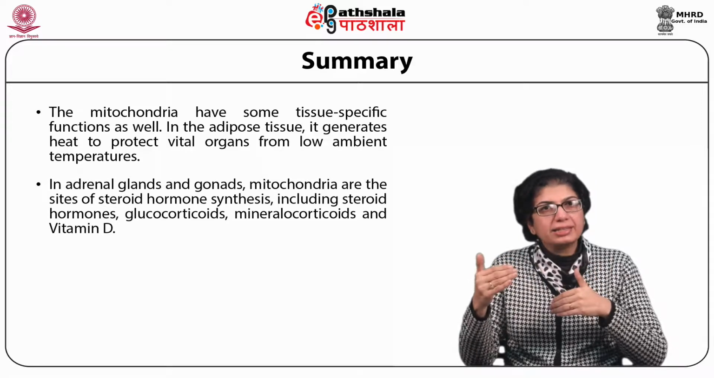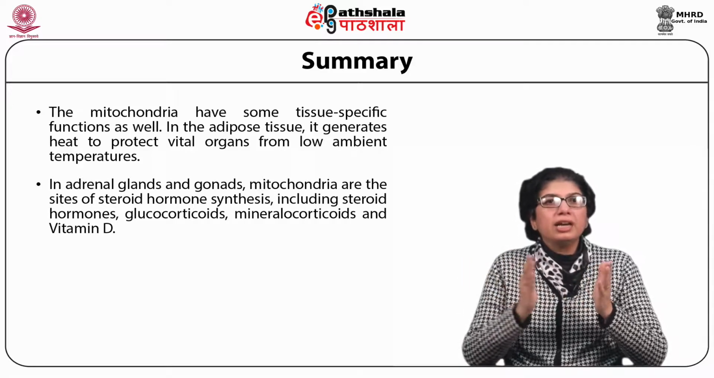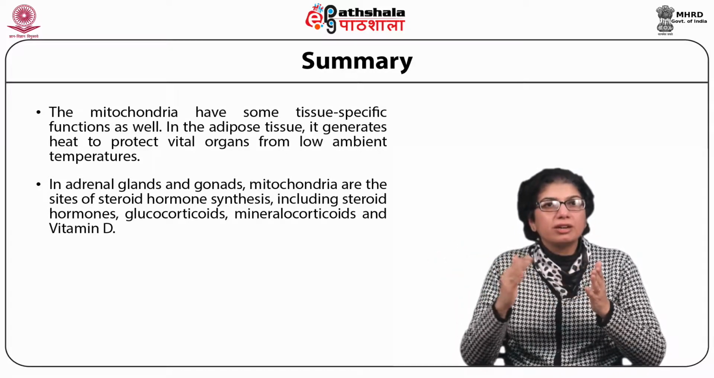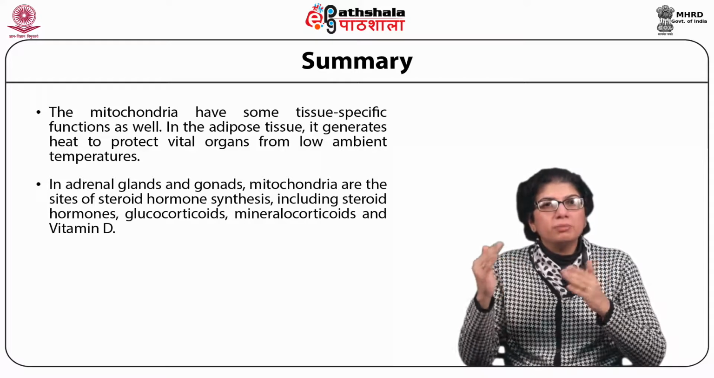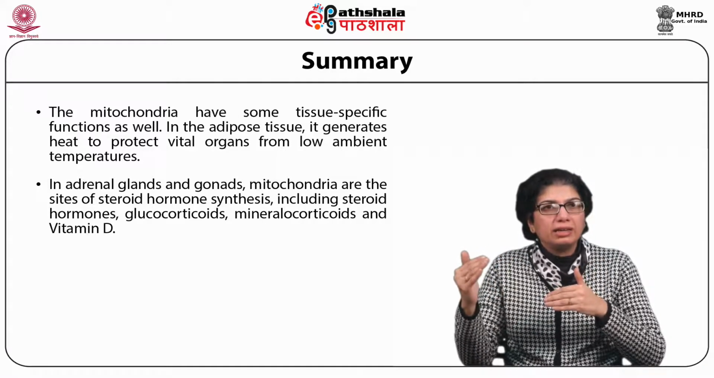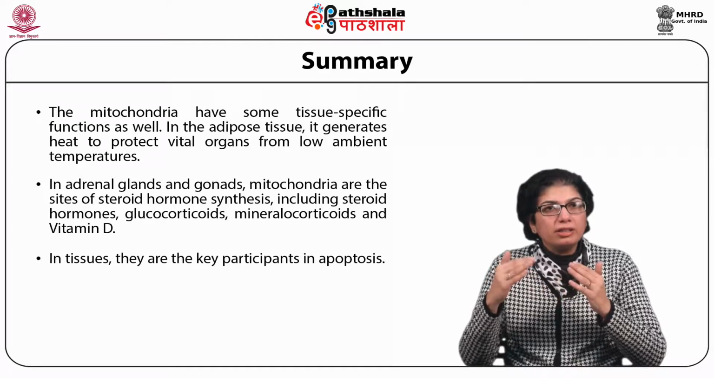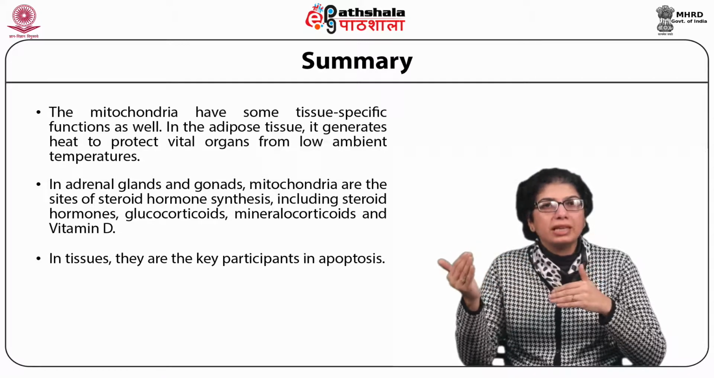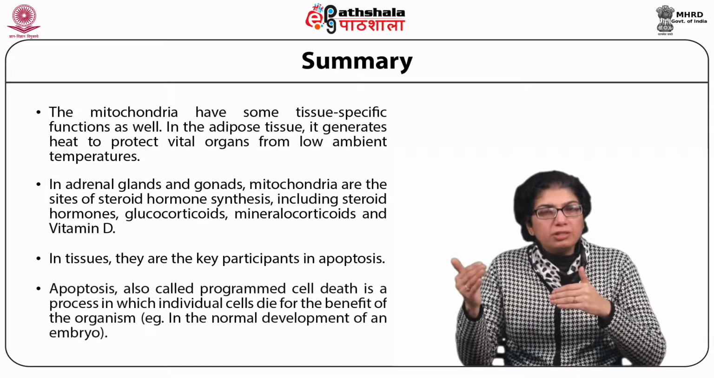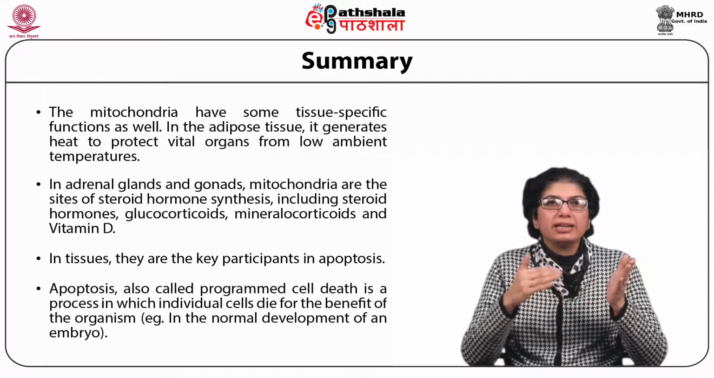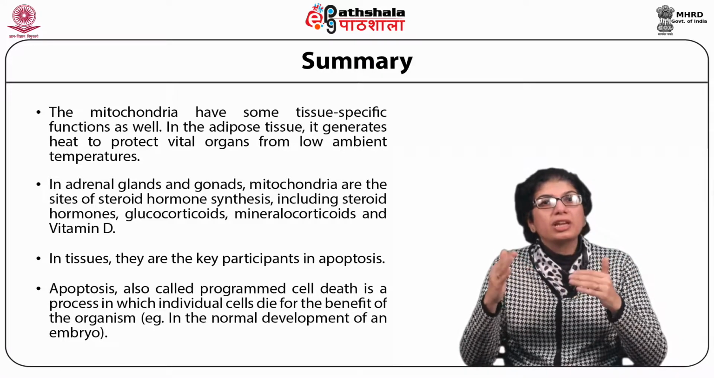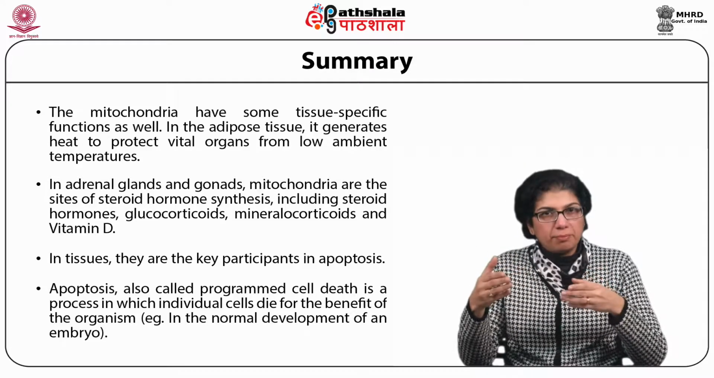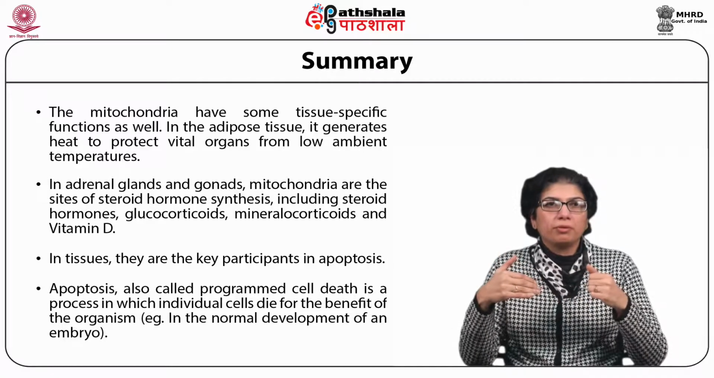In adrenal glands and gonads, mitochondria are the sites of steroid hormone synthesis, including glucocorticoids, mineralocorticoids, and vitamin D. In some tissues, they are also the key participants in apoptosis. Apoptosis, also called programmed cell death, is a process in which individual cells die for the benefit of the organism. Example, in the normal development of an embryo.